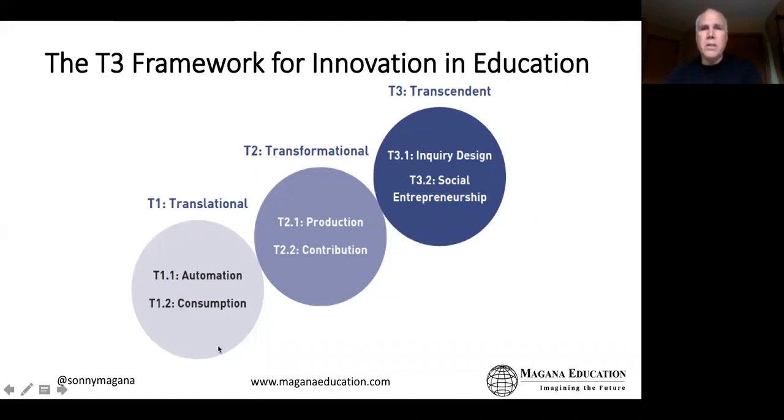Translational technologies represents the lowest value, whilst transcendent represents the highest value. Within each of those domains, translational, transformational, and transcendent, there are elements that are the subheadings. For translational technology use, the elements are automation and consumption. In the transformational technology use domain, the two elements are production and contribution. And in the transcendent technology use domain, the two elements are inquiry design and social entrepreneurship. So I'd like to dive in there.